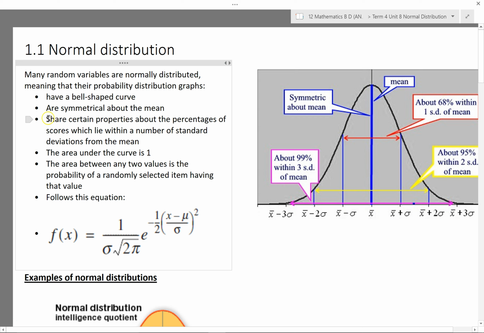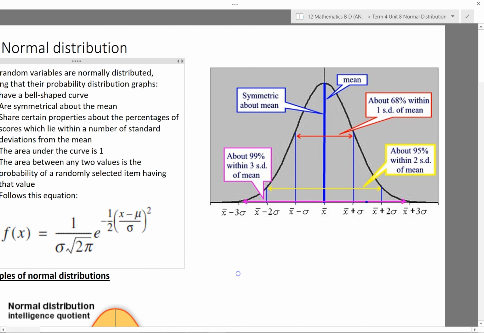And they share certain properties about the percentages of scores which lie within a number of standard deviations from the mean. You see this red arrow: one standard deviation either side should have about 68%, about 2/3 of the scores. See these yellow arrows: 2 standard deviations from the mean should be about 95% of the scores, and the pink, 99% of the scores should be within 3 standard deviations of the mean.